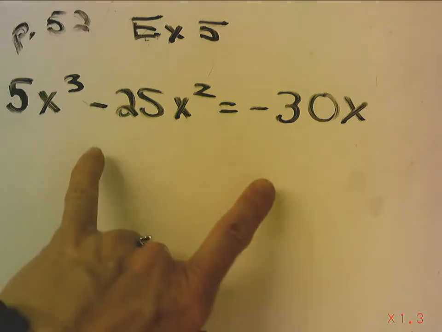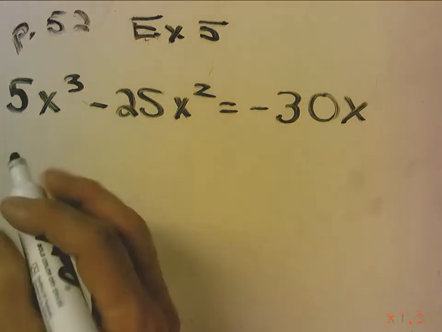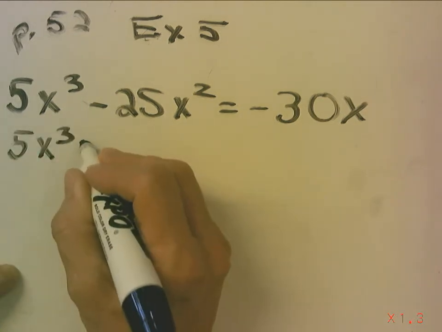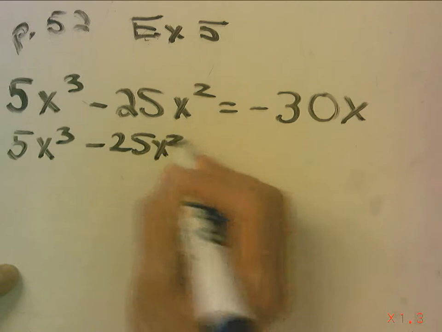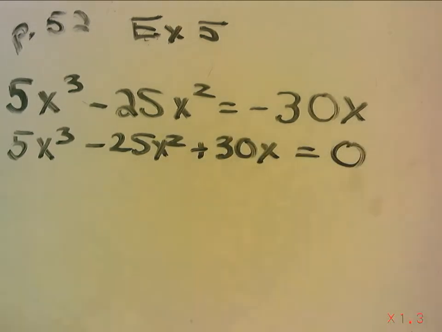So if we look at example 5, it wants us to solve this. So the first thing I think is, well, to apply the zero product property rule, I have to get everything on one side and make it equal to 0. So I'm going to add 30x and set it equal to 0. Now, I also notice that everything is divisible by 5.